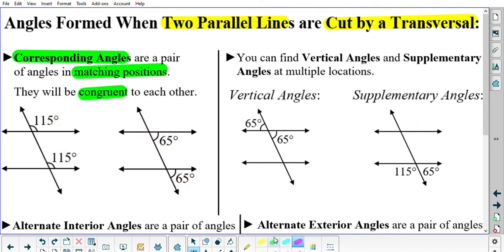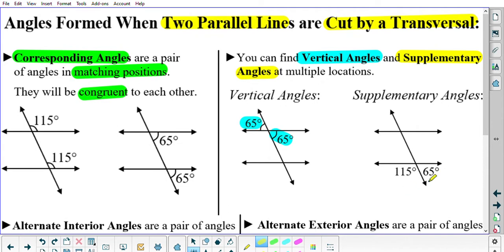Let's also talk about how in this diagram you can also find many pairs of vertical angles, actually 4 different pairs of vertical angles. You can also find some pairs of supplementary angles. So vertical angles, remember, are formed when 2 lines intersect, and the vertical angles would be angles that are opposite of each other. So here we have 2 intersecting lines at the top, and you can see these angles that are opposite of each other are congruent. They are a pair of vertical angles.